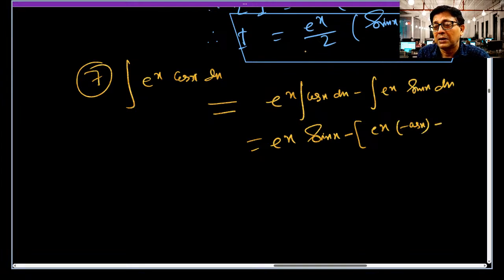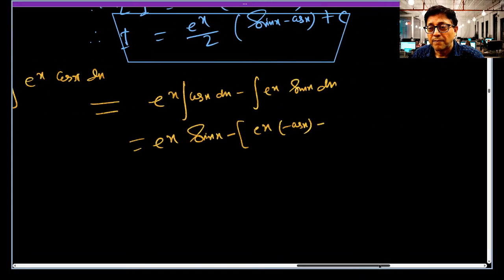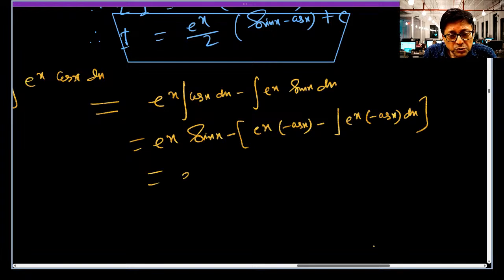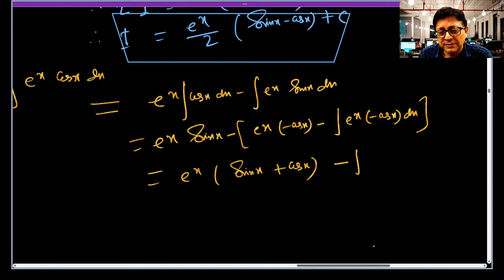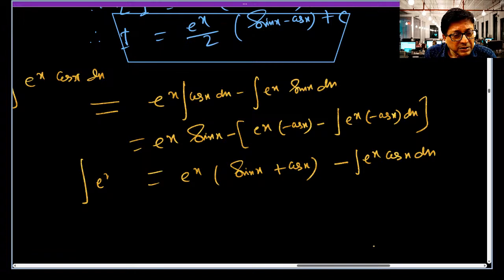cos x, minus integration of, so this will be e to the power x, minus, same answer, there will be no difference. E to the power x cos x dx value is this. Now take this one on the left side.